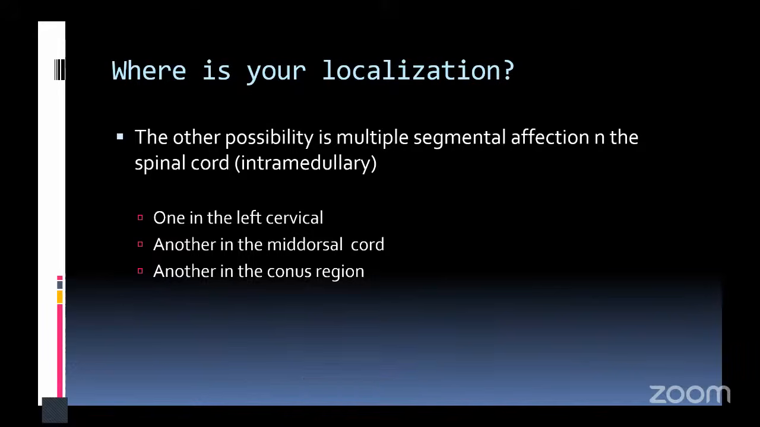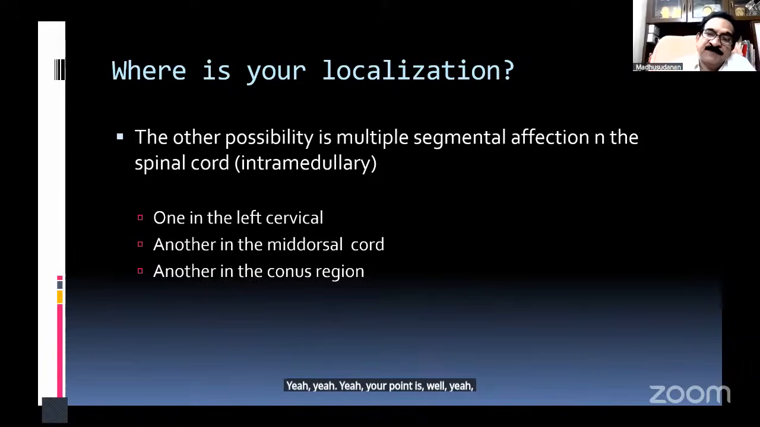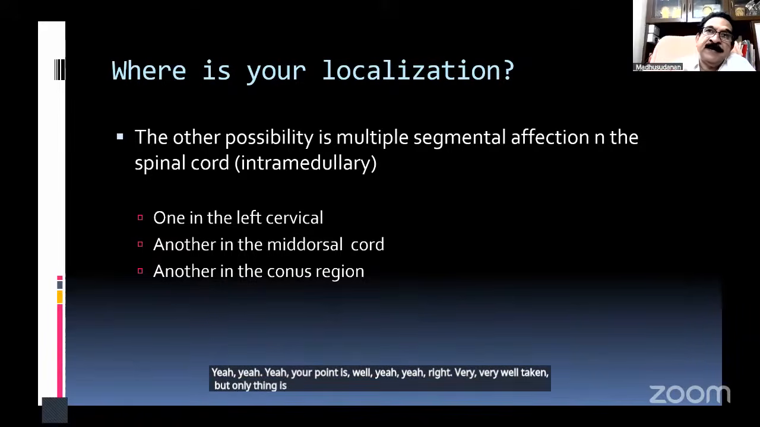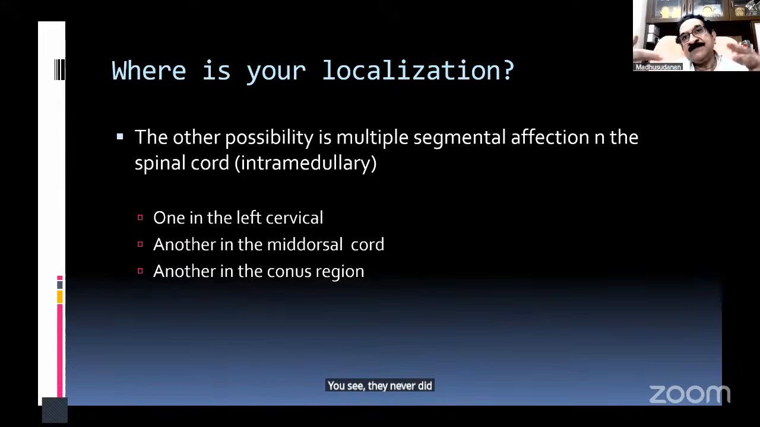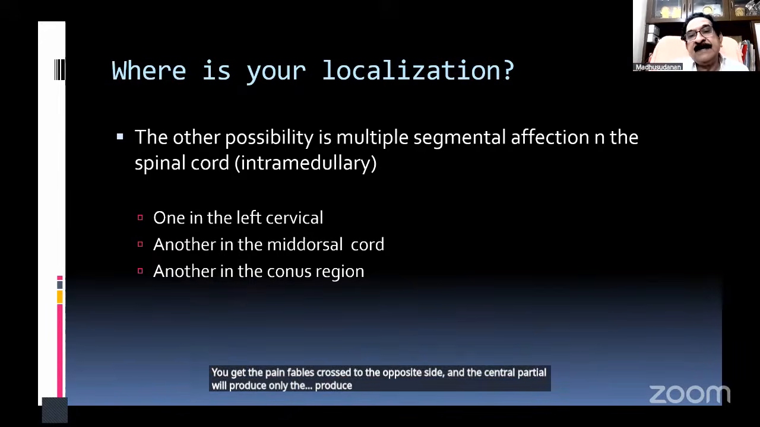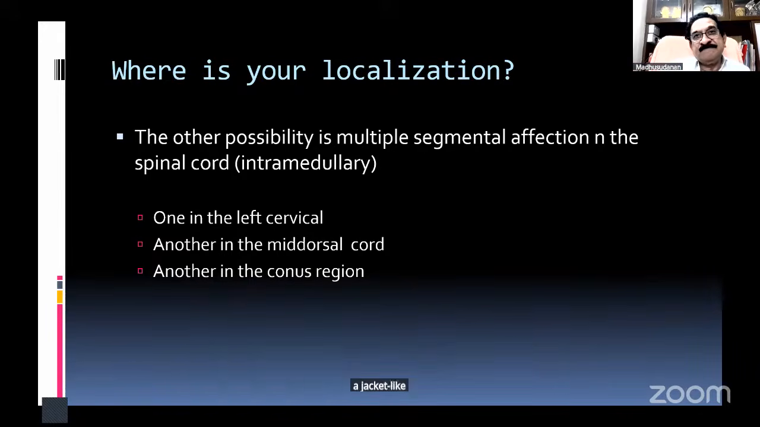So many levels of cord lesions, but we are not getting long tract signs that much. So your point is well taken. But the only thing is that with a cord lesion, not the entire cord is affected. You see, in an intramedullary lesion, the crossing fibers are affected. Just like in syringomyelia, the pain fibers cross to the opposite side, and the central lesion will produce only segmental or jacket-like sensory loss. I'm only postulating that possibility. A tract lesion producing skip lesions is very odd.